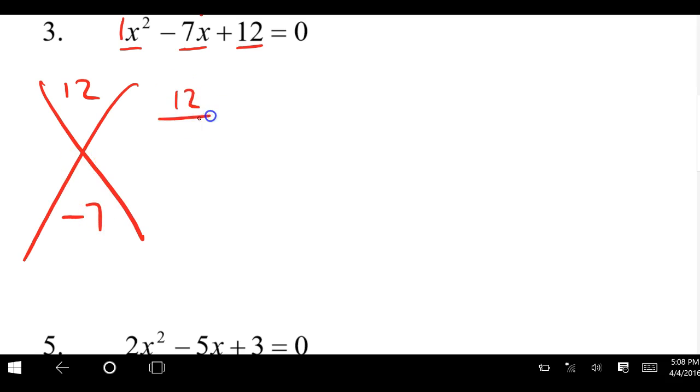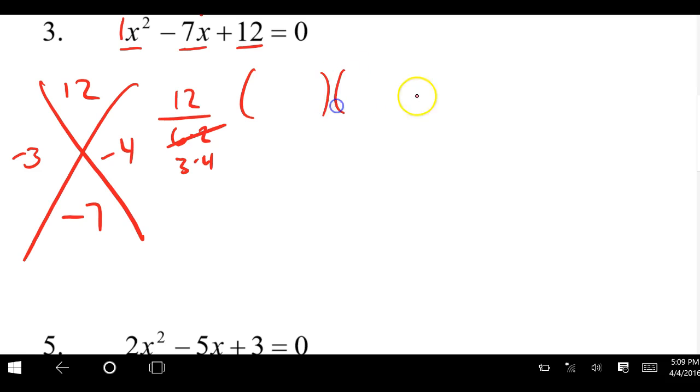Well, let's see, what numbers multiply to 12? 6 and 2, 3 and 4. Let's try those 2. Can I make 7 with 6 and 2? No. Can I make 7 with 3 and 4? Yeah, I can. But now which ones are negative? Well, this is positive. This is negative. In order for these 2 numbers to multiply to be a positive and still add to be a negative, they're both going to have to be negative. Negative times a negative equals a positive. And negative 3 plus negative 4 equals negative 7.